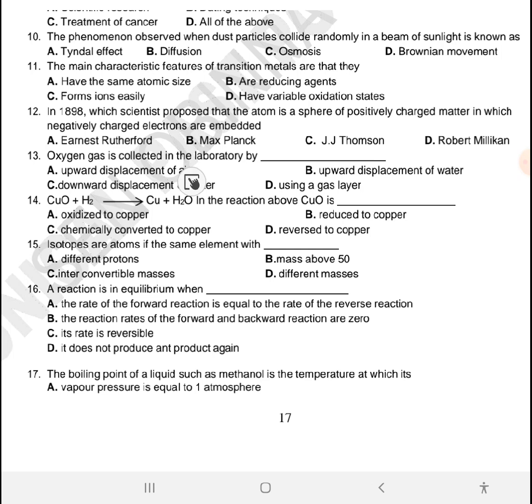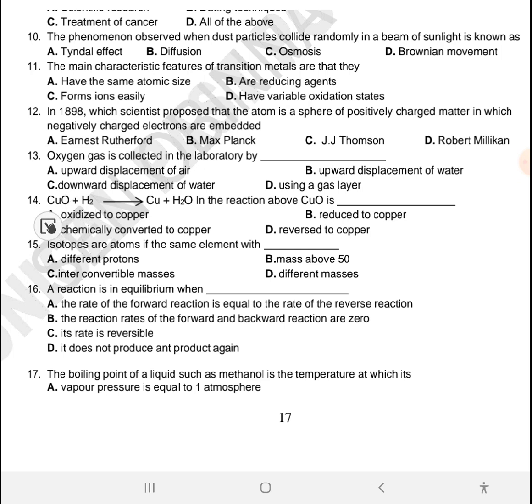Now, there are ways to collect gases. There's a way to collect nitrogen, there's a way to collect oxygen, and there's a way to collect chlorine. If a gas is denser than air, you collect it in a certain way. If it's not denser than air, you collect it in a certain way. So, number 13, downward displacement of water. This one will be downward displacement of water because oxygen gas is collected inside water most of the times. But for chlorine and nitrogen, you collect chlorine by downward displacement of air, which is also called upward delivery, and you do the opposite for nitrogen.